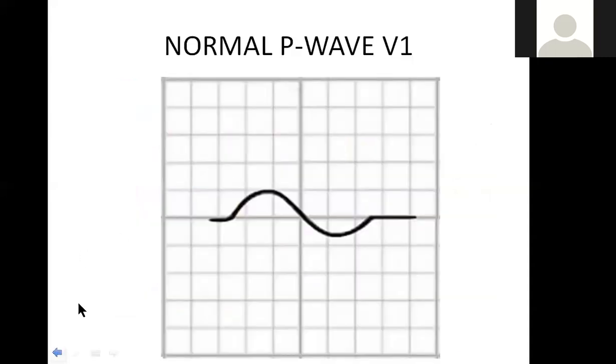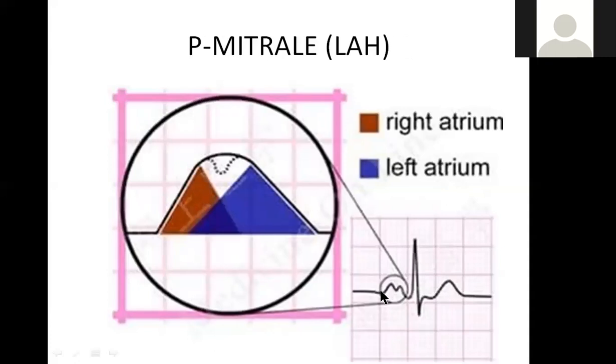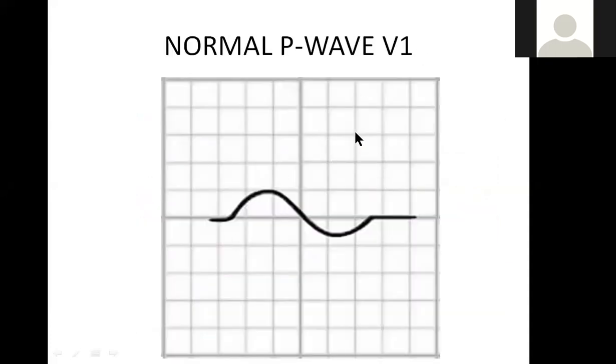Then there is the bifid P wave. This is M-shaped. This is P mitral. This occurs in left atrial hypertrophy, which may be in mitral valve disease or in left ventricular failure or those conditions. And in V1, you also see the P wave. The first hump is the right atrium, the second hump is because of the left atrium, and this is normal.